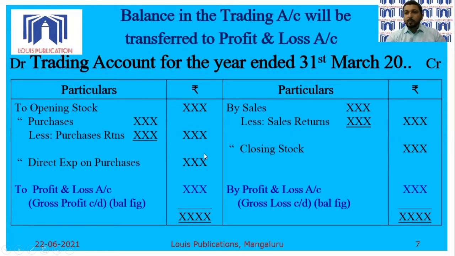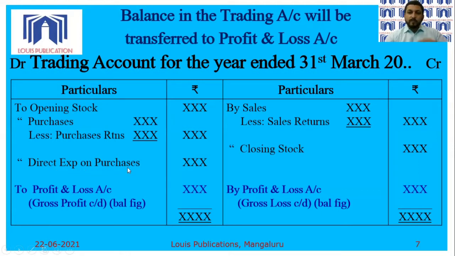And along with that, one more set of information is direct expenses on purchases: royalty, import duty, customs duty, wages, freight inwards, carriage inwards, transportation expenses, all manufacturing or factory expenses in the absence of a manufacturing account. All these will be debited to trading account.